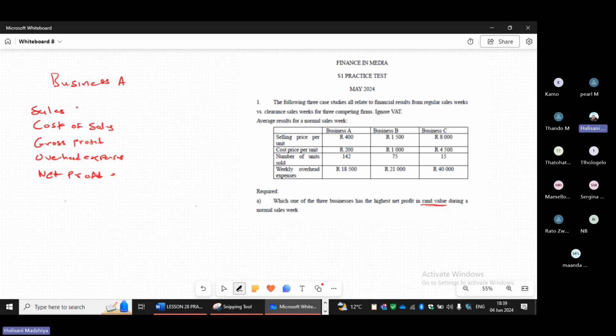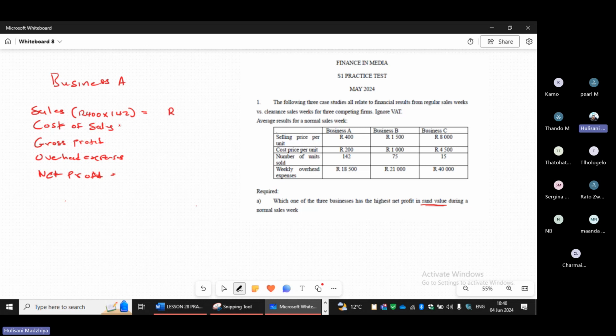So on the sales part, since you have got the selling price and the number of units sold, sales is equal to selling price multiplied by the number of units sold. So here it's going to be 400 multiplied by 142 units. So this will then give us our sales.